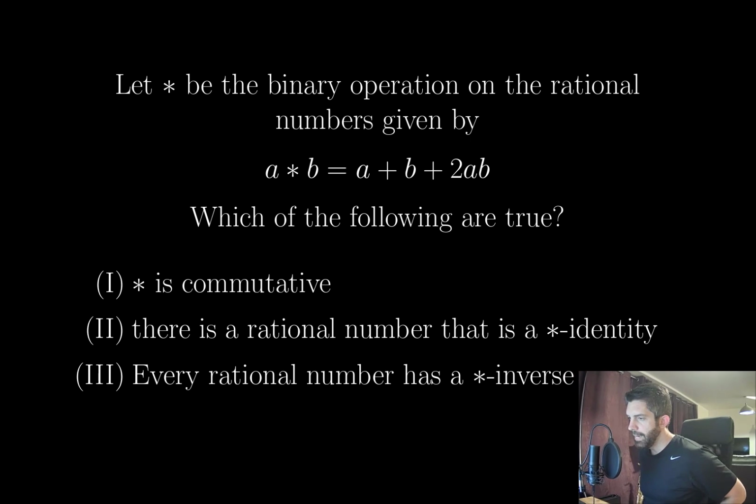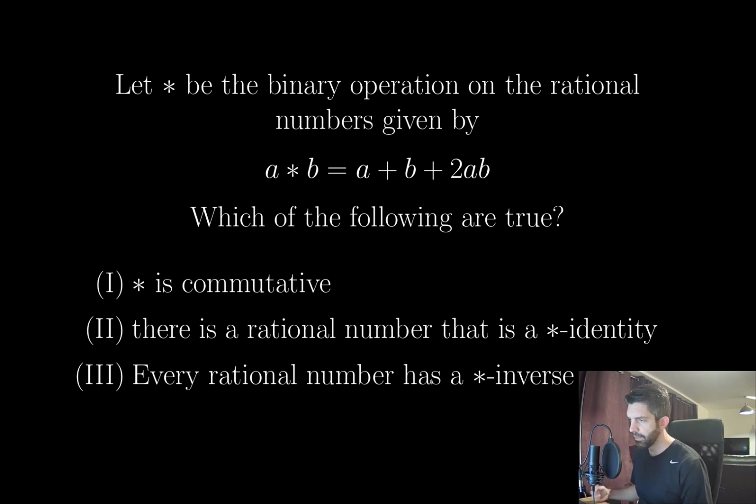Let star be the binary operation on the rational numbers given by a star b is equal to a plus b plus 2ab. Which of the following are true? Star is commutative. There is a rational number that is a star identity. And every rational number has a star inverse. And the options we can select are various combinations of these statements.